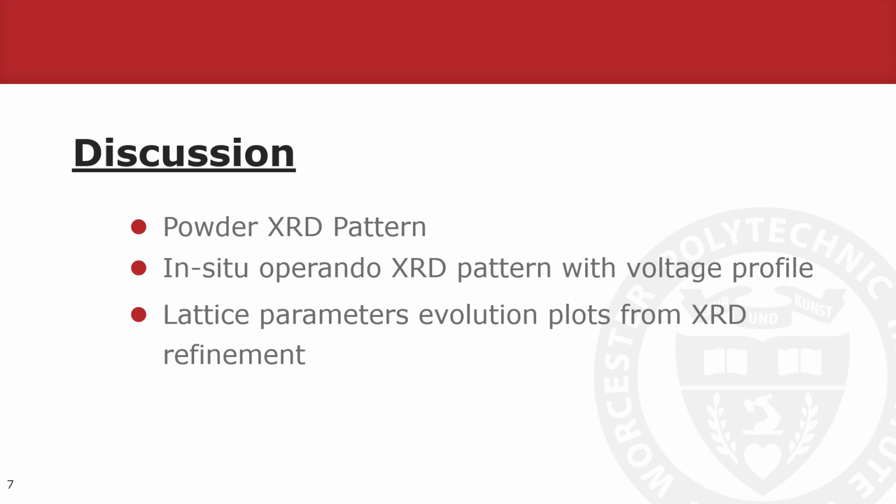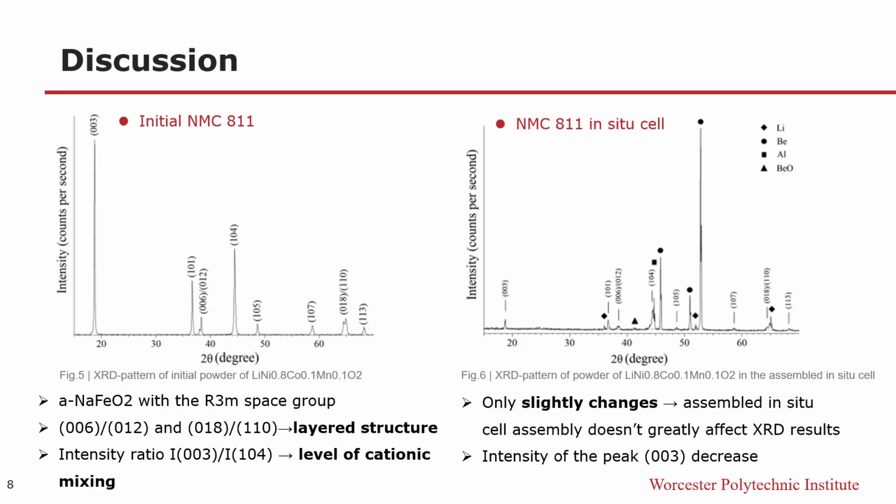In sequence, we will analyze powder XRD pattern, in-situ XRD pattern with voltage profile, and lattice parameters evolution plots from XRD refinement. Figure A shows the X-ray diffraction pattern of the initial material NMC811. All peaks are indexed by the structure of alpha sodium ferrite with the R-3m space group.